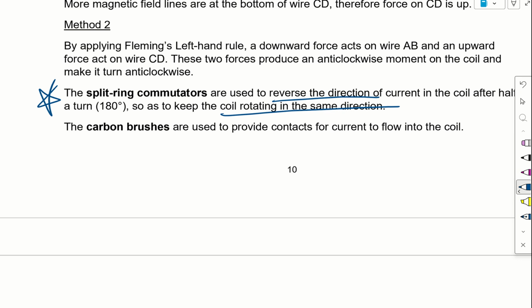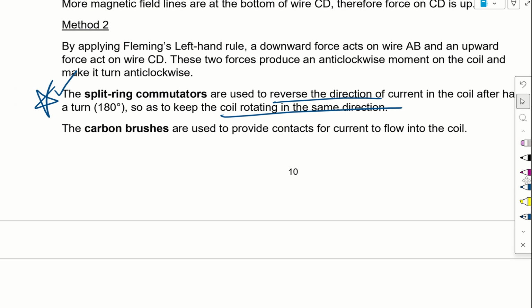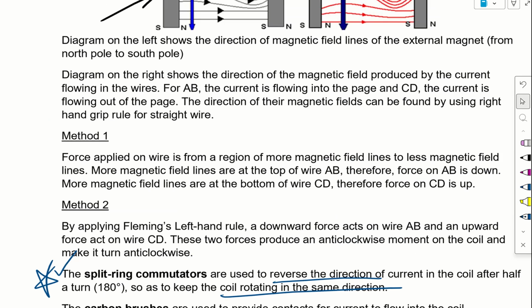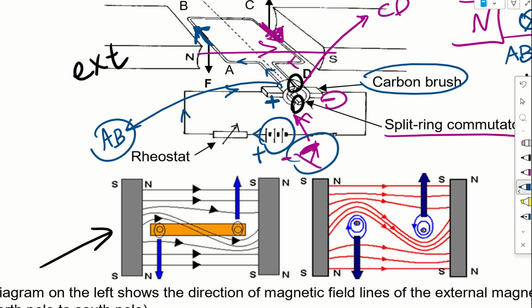A popular question that they like to ask is, what is the function of the split ring commutator? So you have to memorize this. And what is the purpose or the function of the carbon brush? It is to provide contact. I say again, the carbon brush will not change the polarity. It will either be positive or negative once your batteries are fixed. It is the carbon brush that is touching the split rings that is positive and negative alternately.